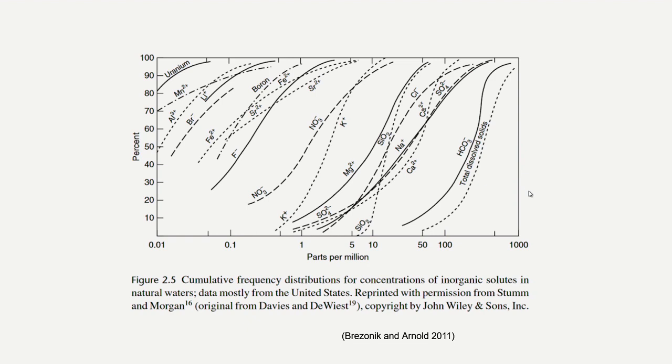So this figure is a nice kind of summary of the major solutes that you see in waters of the United States and how much variability there is in those. And again, the major solutes are bicarbonate, calcium, sodium, chloride, sulfate, silica, magnesium, potassium, and nitrate. So that's a big laundry list.